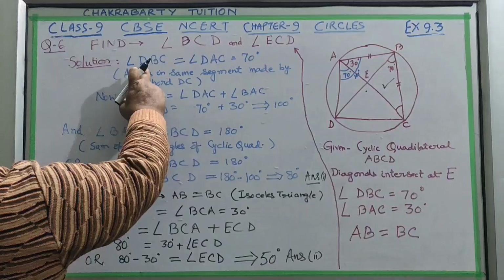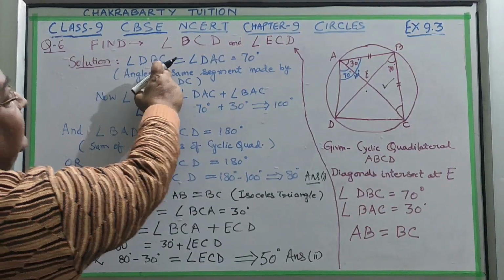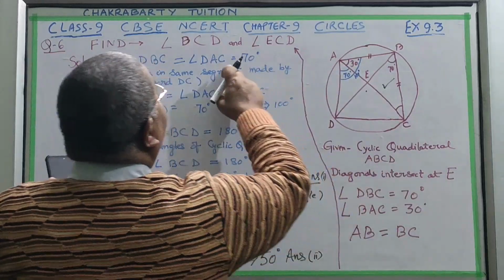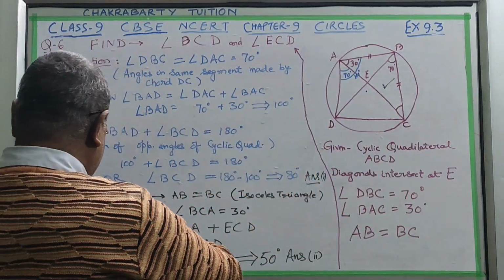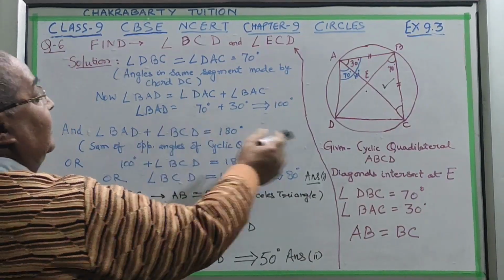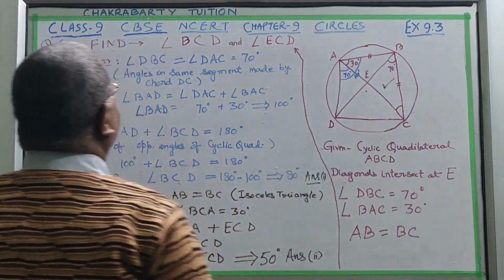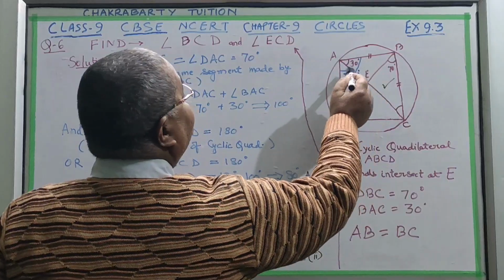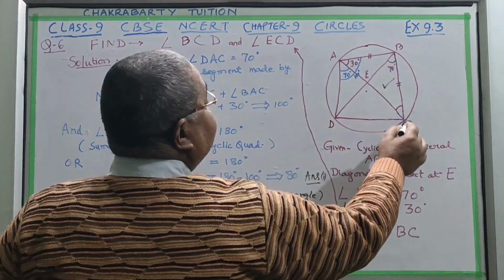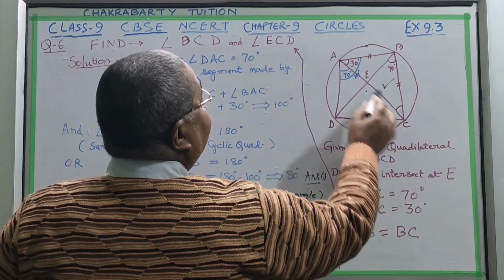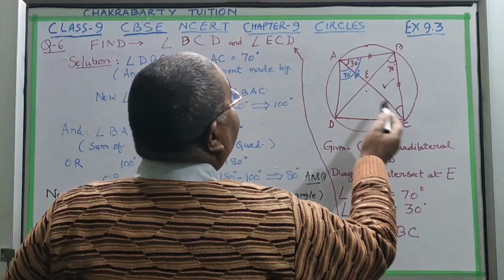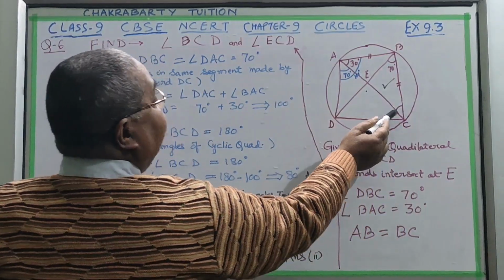This we are writing: angle DBC is 70 degrees and angle DAC will be 70 degrees. Why 70 degrees? Because angles in the same segment made by the chord DC will be equal. Now you see the whole angle BAD is 100, and BCD are opposite angles of the quadrilateral and their sum should be 180 degrees. So if you reduce 100, 80 will remain.